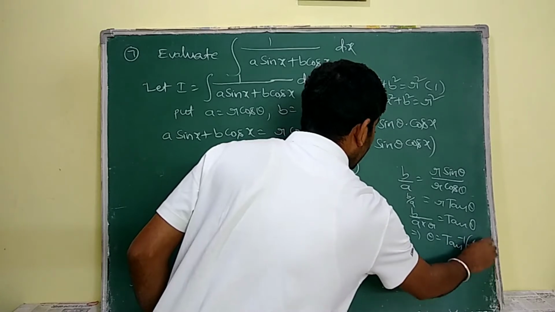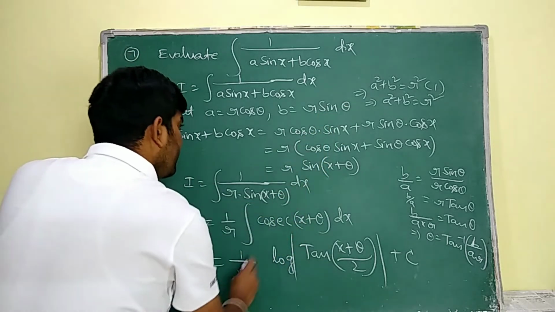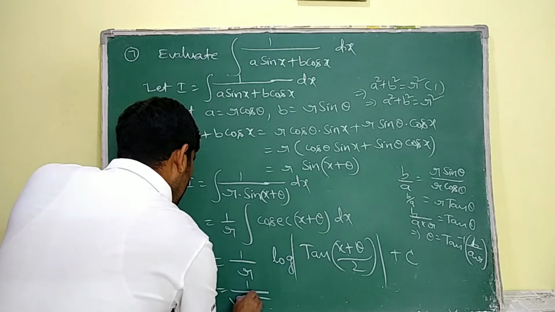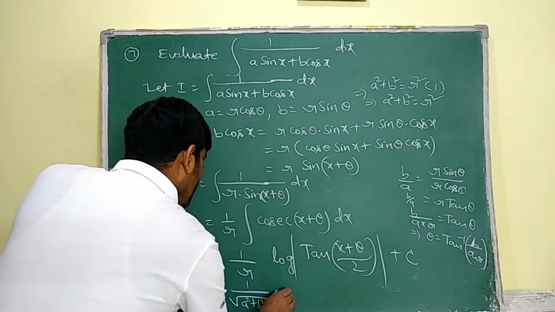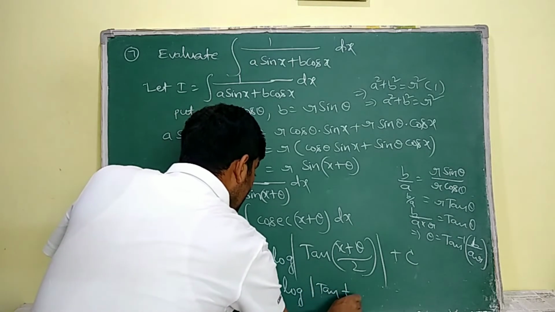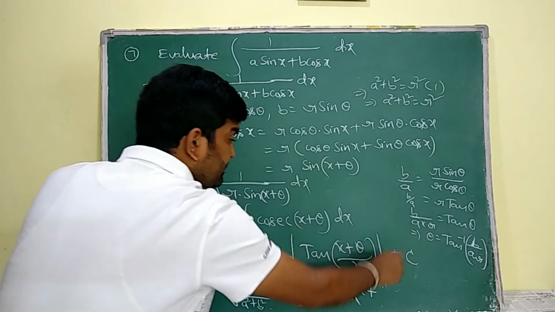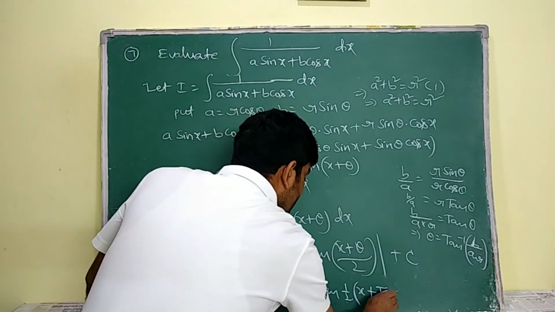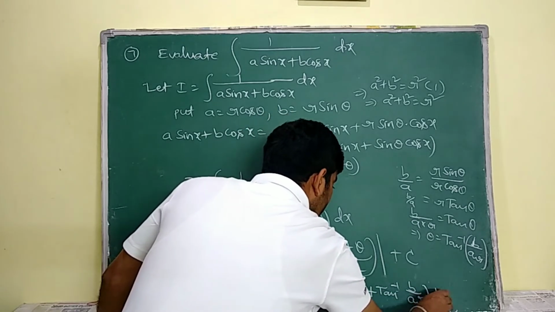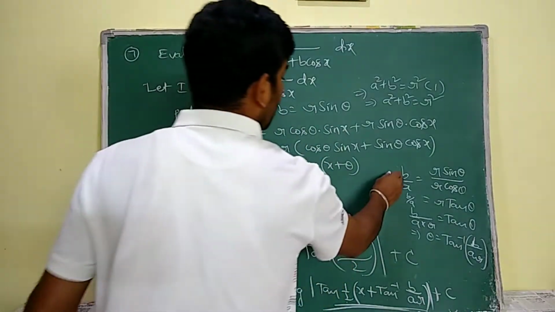If you want to write, you may write it in the place of theta. In the place of r I am going to write root over a square plus b square into log of tan. If you want to write this 1 by 2 outside, then x plus, you may write theta as tan inverse b by a, plus c. This is our required answer, understand?